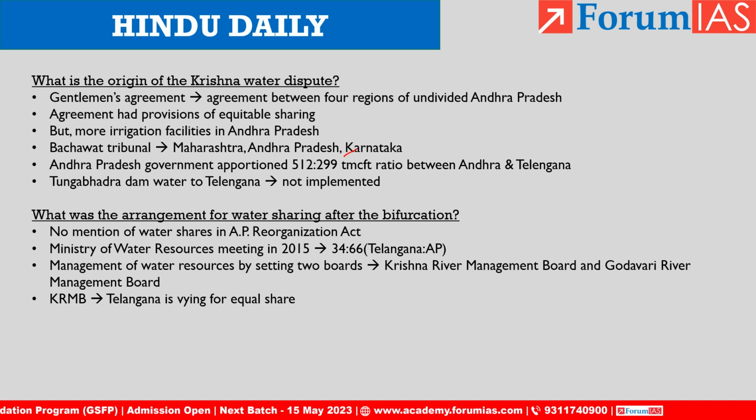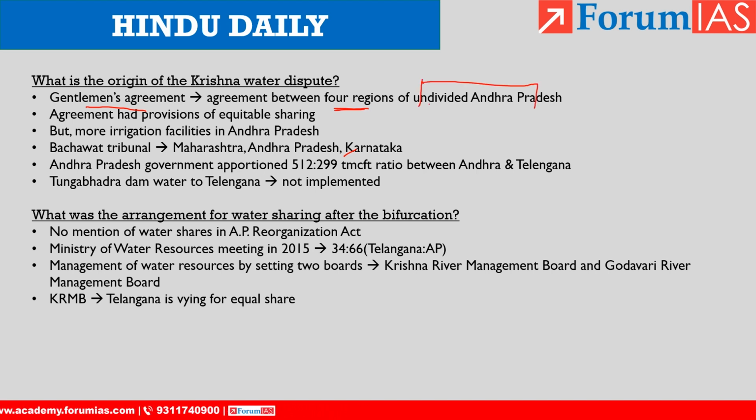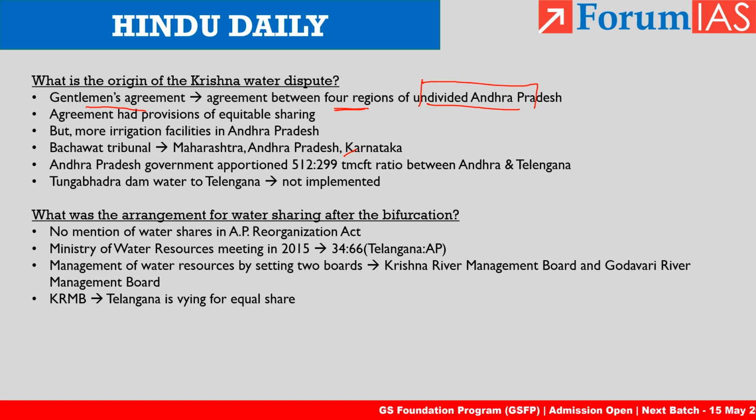So initially there was an agreement called the Gentlemen's Agreement, and this agreement was between the regions of Andhra Pradesh. So the undivided Andhra Pradesh has major regions, and important leaders from those regions came together and they had a gentleman's agreement. So what are these regions? We have Telangana, Rayalaseema, Coastal Andhra. So these are all the important regions of undivided Andhra Pradesh.